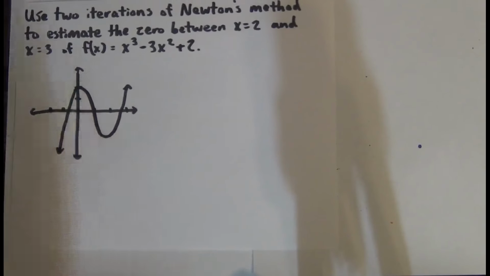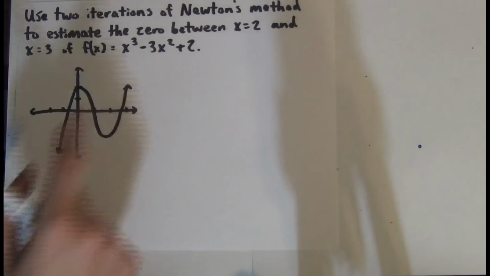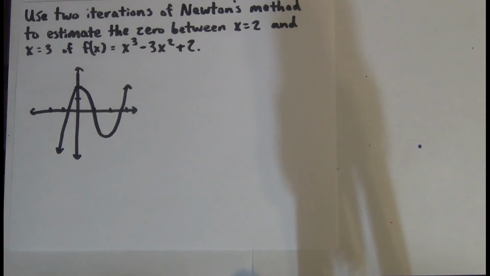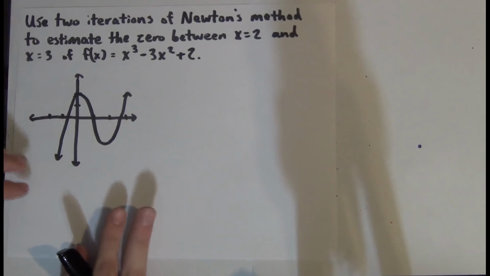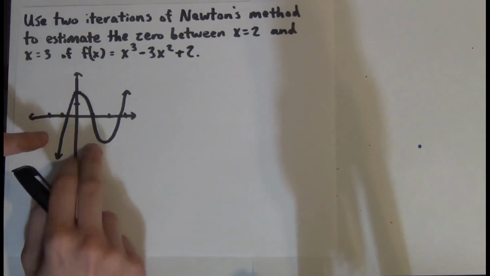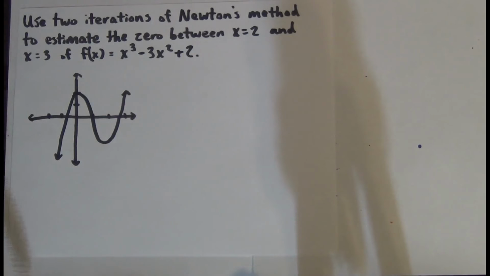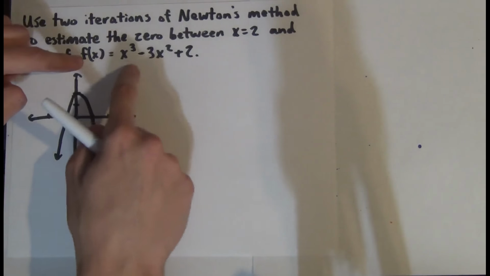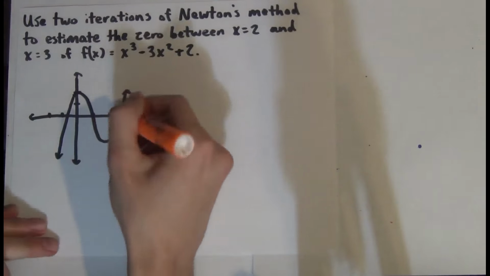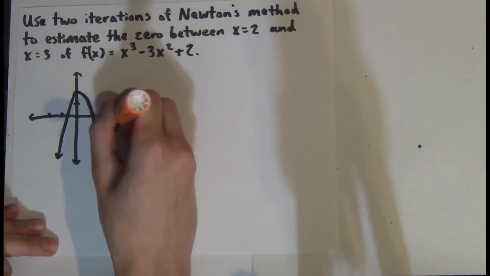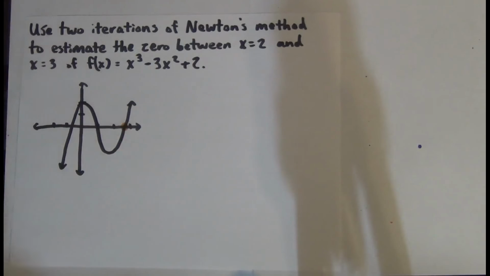So I'd like to do an example really quickly. So we were given this problem. Use 2 iterations of Newton's method to estimate the zero between x equals 2 and x equals 3, because this touches the x-axis at 3 points. It can touch it at a maximum of 3 and it hits all 3. So I went ahead and graphed it for you because I'm such a nice guy. x cubed minus 3x squared plus 2 is our function, and we want to estimate this zero right here. So it's between x equals 2 and x equals 3.